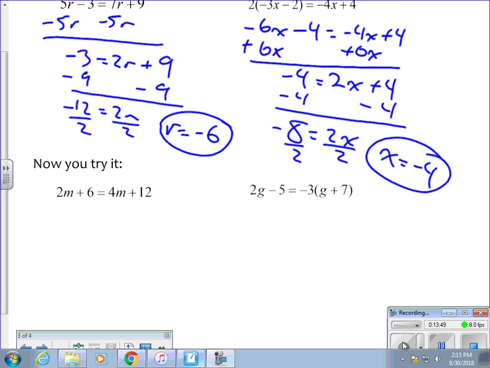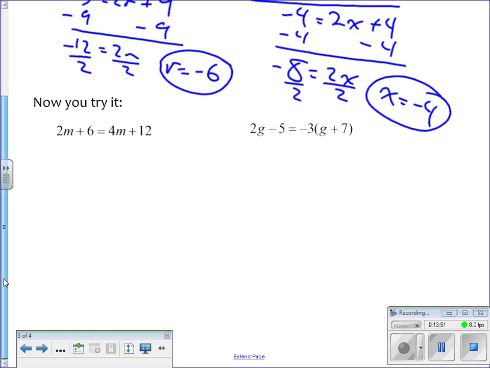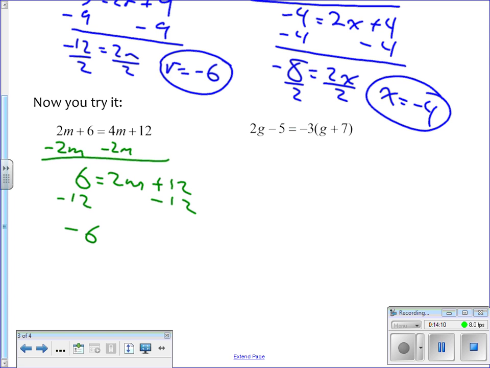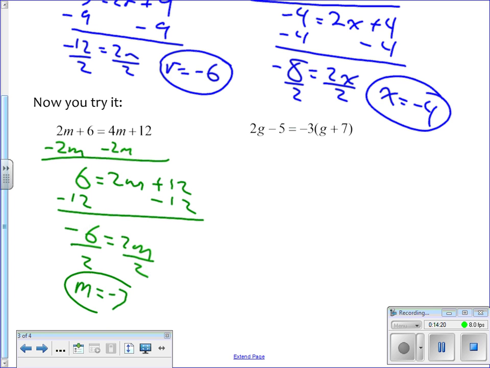So let's do these 2 here. First one, I just need to move them. There's no simplifying first. So I get rid of the smaller one, 2m. So I subtract 2m from both sides. 6 equals 2m plus 12. Subtract 12. Negative 6 equals 2m. Divide both sides by 2. And I get m equals negative 3.